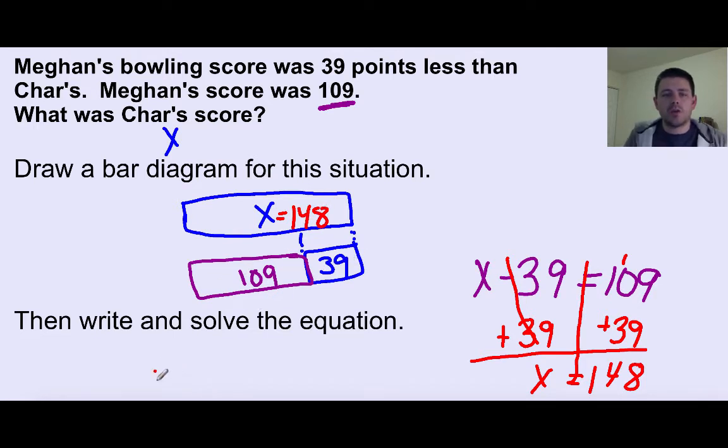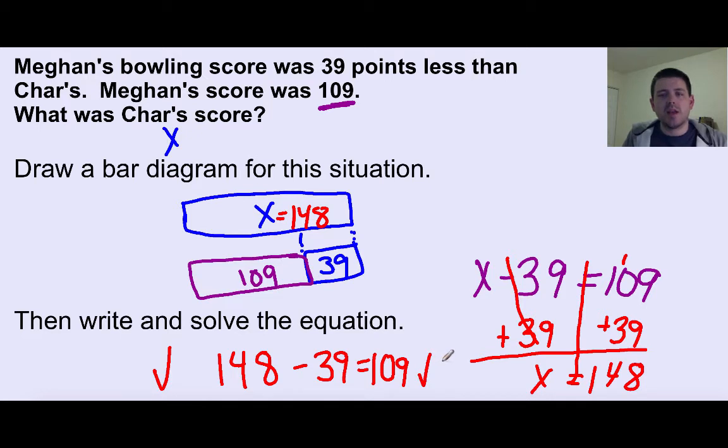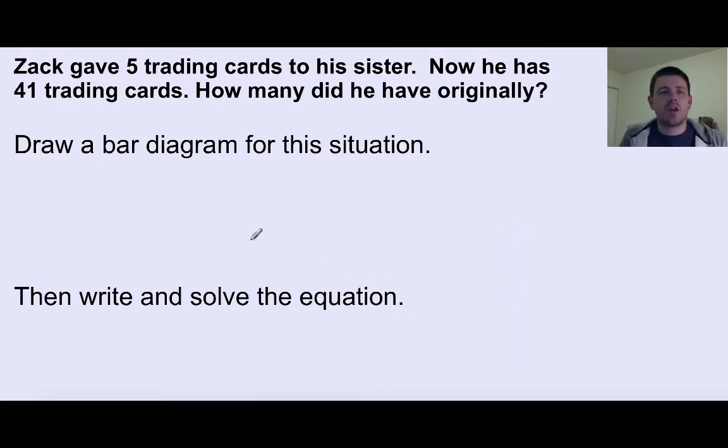And again, we can always do our check, or we should always do our check. Plug in 148 for x, minus 39. Is 148 minus 39 really 109? You can do a quick subtraction problem off to the side, and we'll find that yes, that is the correct answer. So we've checked our work. So let's try another one.